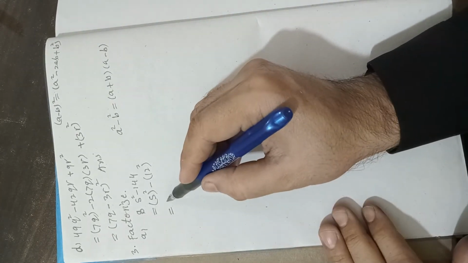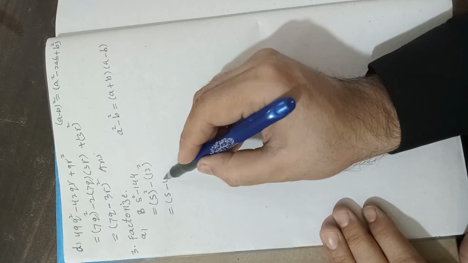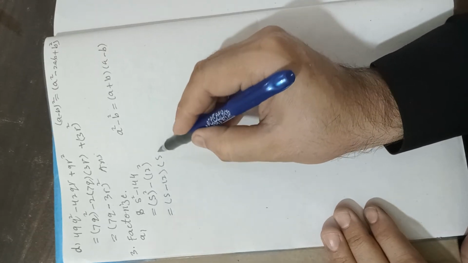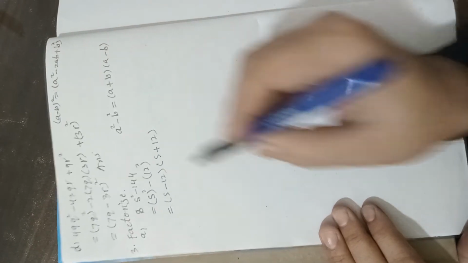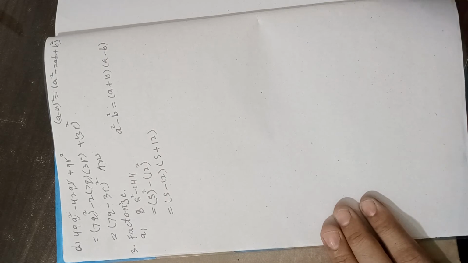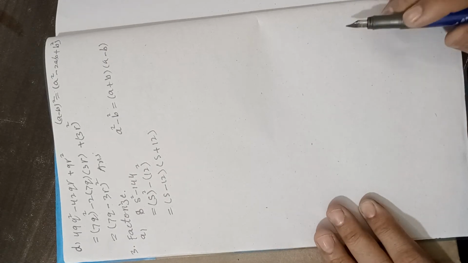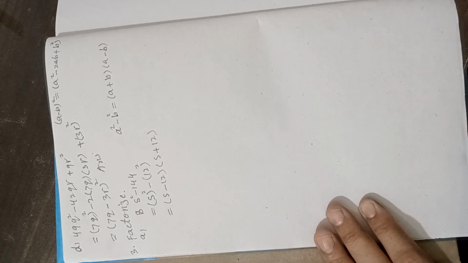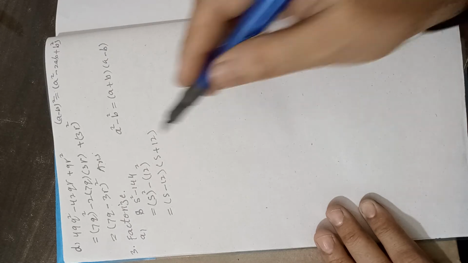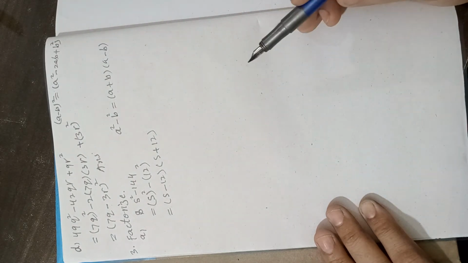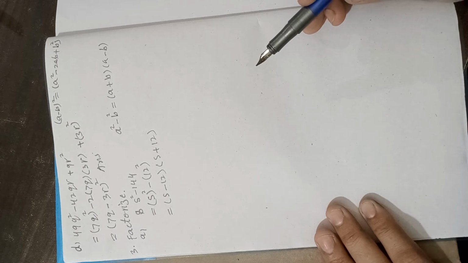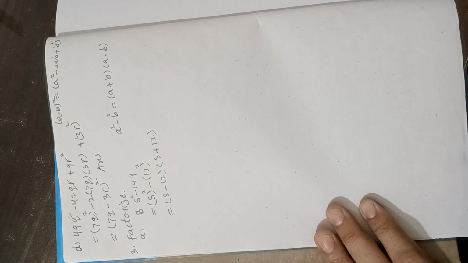It will become s minus 12 and s plus 12. So these are the factors of s square minus 144. I have completely proved these identities in exercise 4b. Please consult that if you want their explanation.